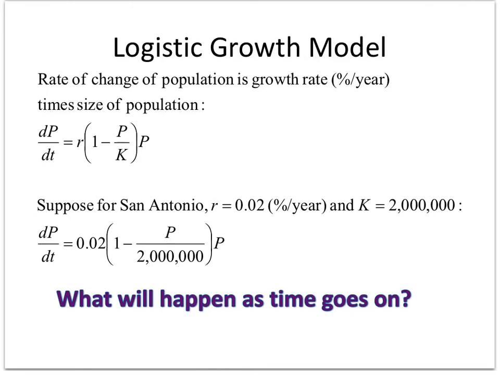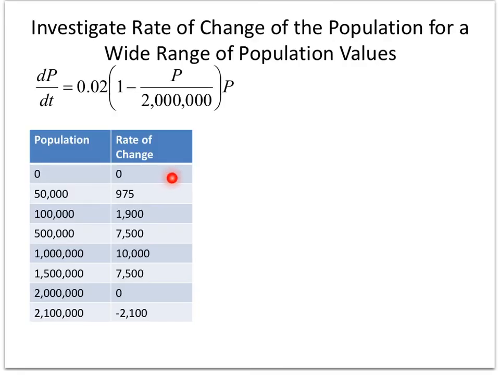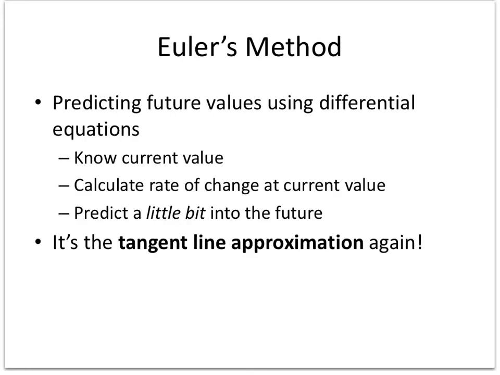Again, what will happen as time goes on is that if we plug in 0, then of course there's no change, but as we get closer and closer to that carrying capacity, we're going to see our rate of change slowing down. So Euler's method is what we use to predict values using different differential equations. In other words, you know a current value, you can calculate the rate of change at that current value, and then you can predict a little bit into the future. If you remember, we did this already. We called it tangent line approximation.